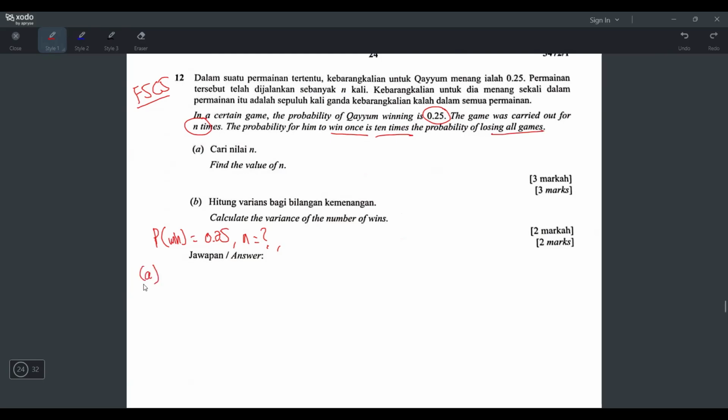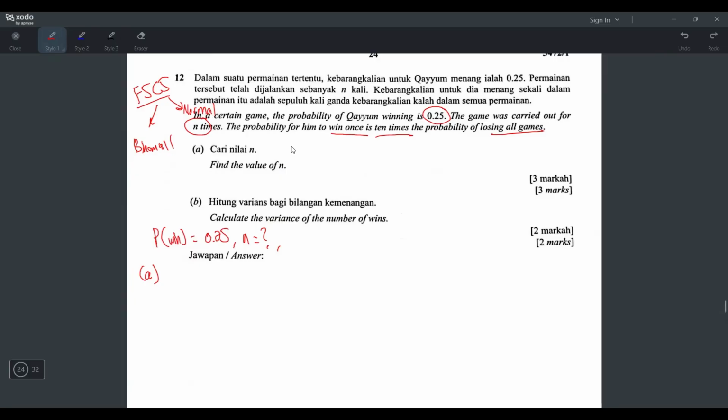Okay, first of all, I want you to know something. This chapter 5 has two subtopics. The first part of this chapter is called binomial, and then the second part is called normal distribution. For normal distribution, you need to use the z value table, the z score table, which is provided in the exam paper.